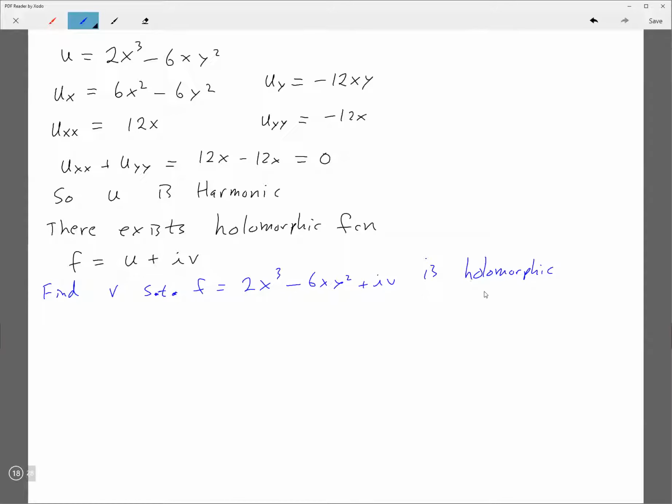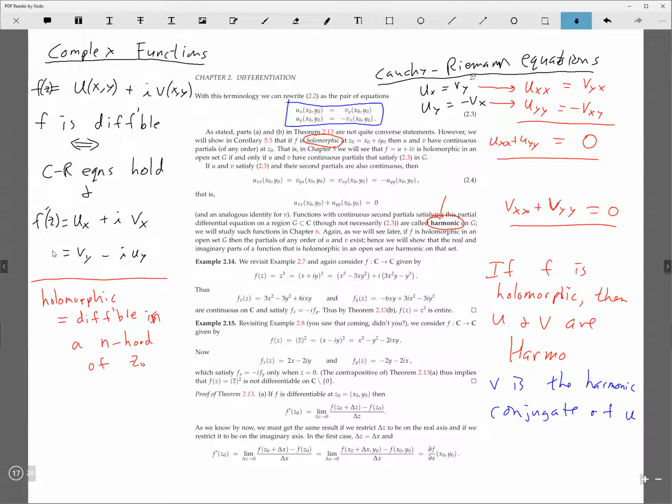What's the condition for being holomorphic? For a function to be holomorphic, what's the condition that we just talked about? It has to be differentiable in a neighborhood. Yes. But what I'm trying to get at is the Cauchy-Riemann equations here. We want it to satisfy those, okay?